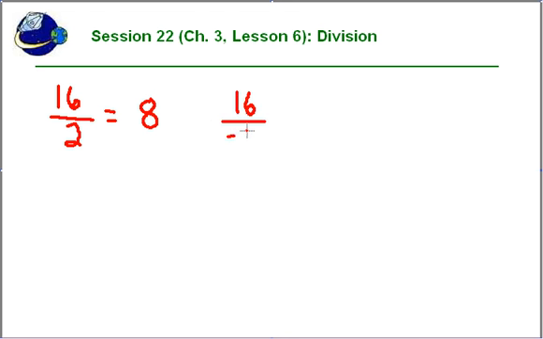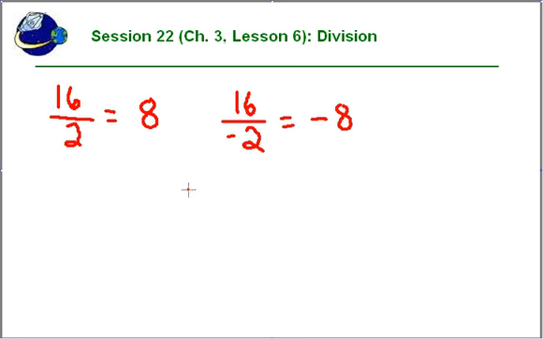Let's say instead we have 16 divided by a negative 2. What's our answer here? Do the same thing we did on the first one and rephrase the question. Instead of going 16 divided by 2, just ask yourself what number times negative 2 will equal positive 16? Well, the answer is negative 8. Why is that? Because a negative number times a negative number is a positive answer. So 16 divided by a negative 2 is going to be a negative 8.